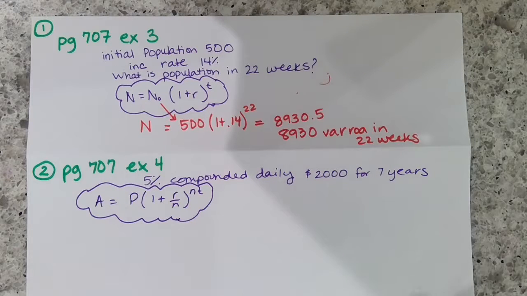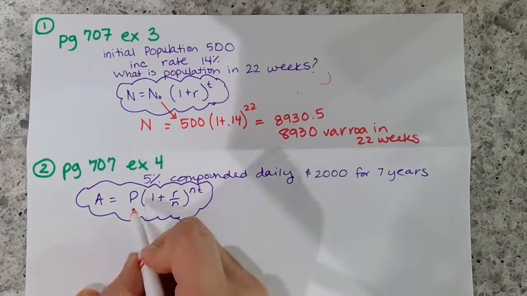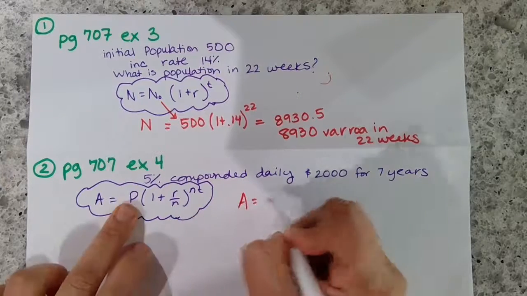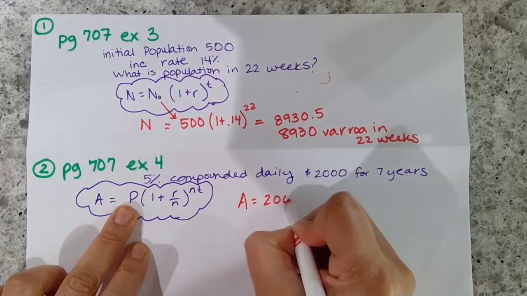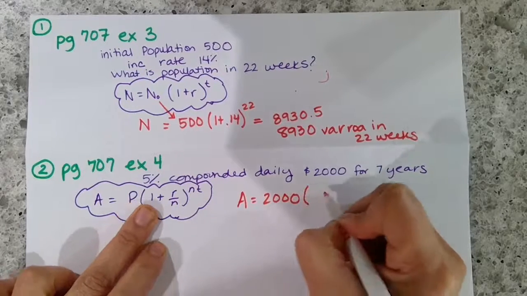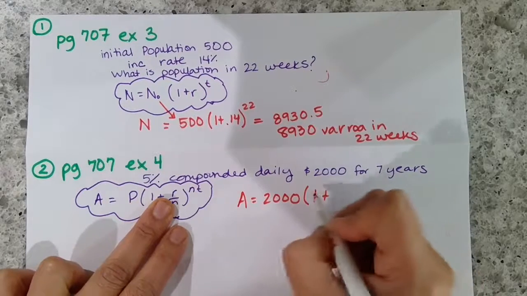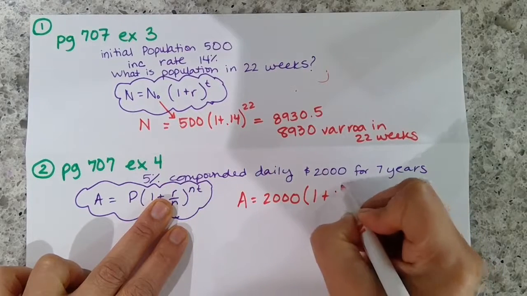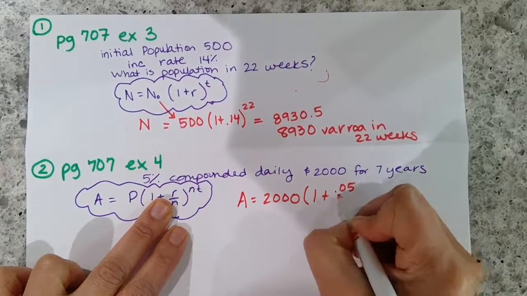Okay, so there's my equation or formula. And the question was, determine the amount of money in the market account. All right, so plug in all the correct information. Principal amount is $2,000. So this is going to be $2,000 times 1 plus my interest rate. Interest rate is 5%. 5% as a decimal is 0.05.